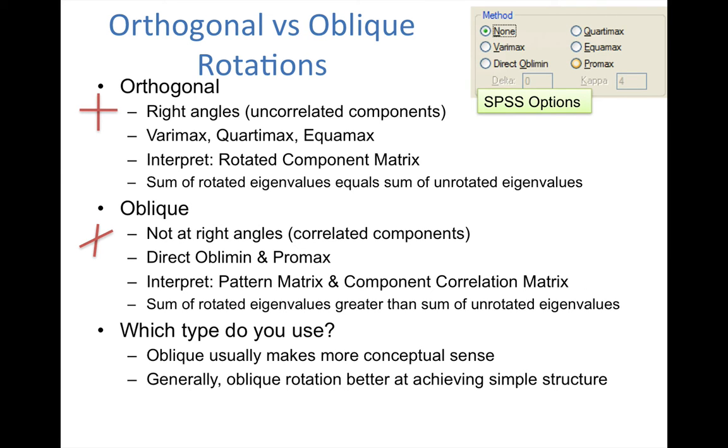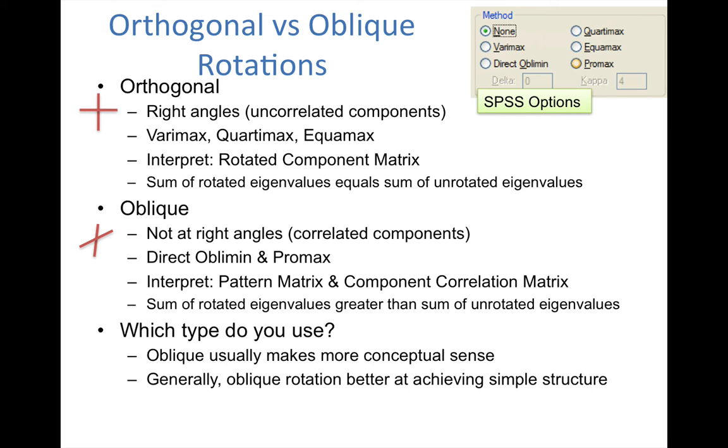In general, when it comes to rotation, you have a choice between orthogonal, i.e. uncorrelated rotation, and oblique, which allows for correlated rotation. There's a bunch of different ones that use slightly different rules about what they're trying to optimize. Certainly Varimax is a very common one that you'll see in the literature.